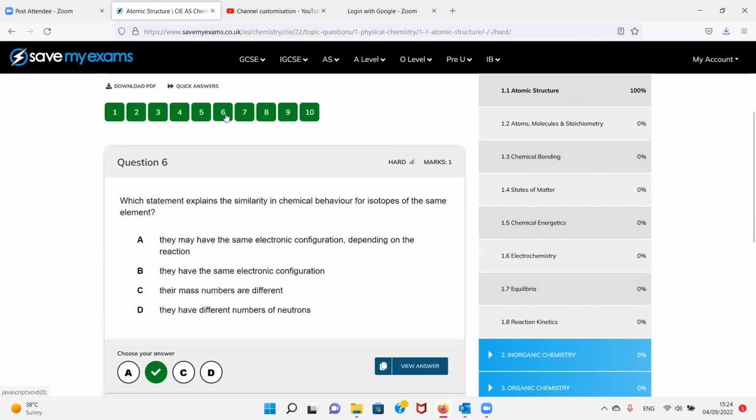Okay, so question 6. Which statement explains the similarities of chemical behavior for isotopes of the same element? They may have the same electronic configuration depending on their reaction. They have the same electronic configuration. Their mass number are different, and they have different number of neutrons. So the correct answer is that they have the same electronic configuration, but their mass is different.